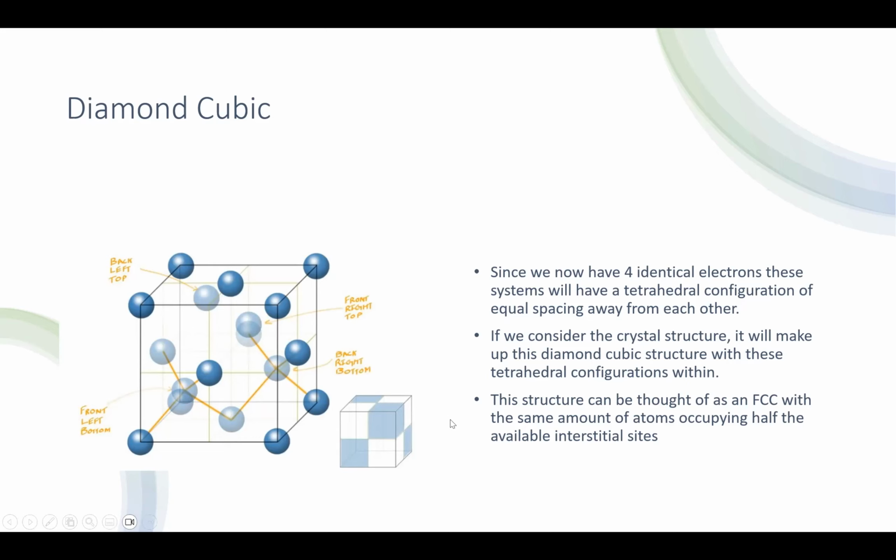If we consider the crystal structure, it will make up this diamond cubic structure with these tetrahedral configurations within. And this structure can be thought of as an FCC with the same amount of atoms occupying half the available interstitial sites.